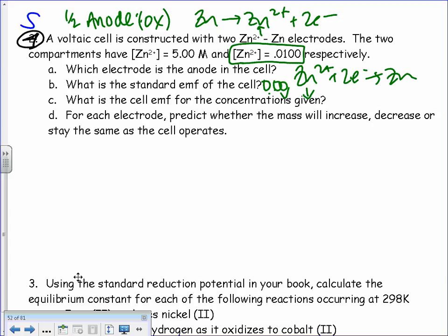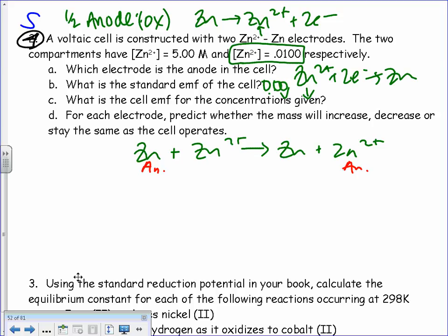but there is at non-standard conditions, meaning different concentrations. So for the concentrations given, here's how I do this. I know that I have zinc 2+ going to zinc. So we have the same half reaction, but you need to figure out which zinc is which. Zinc going to zinc 2+, which half reaction is that? That's the anode, right? So I'm going to put anode and anode.